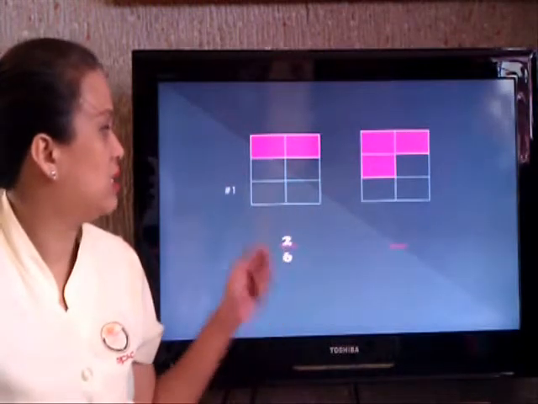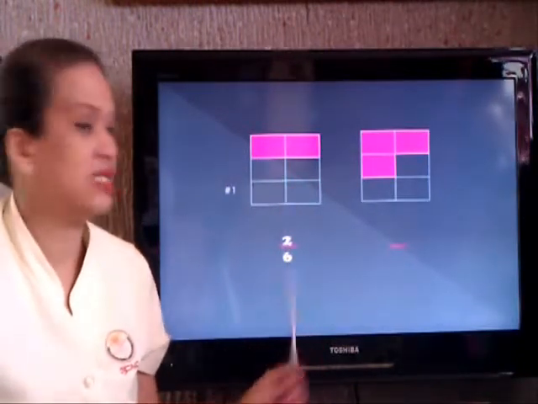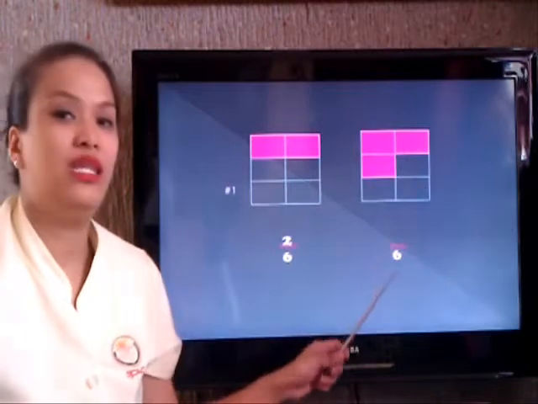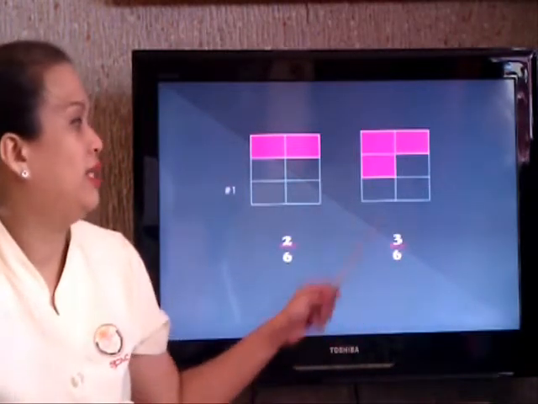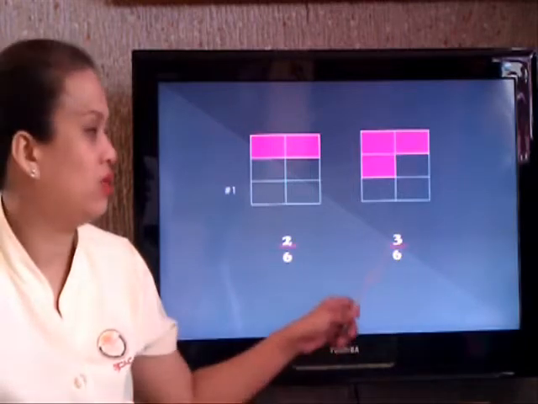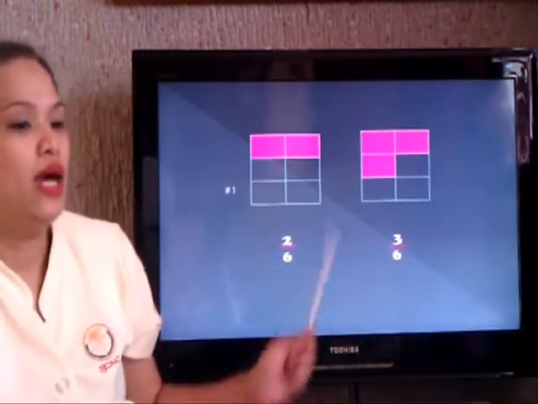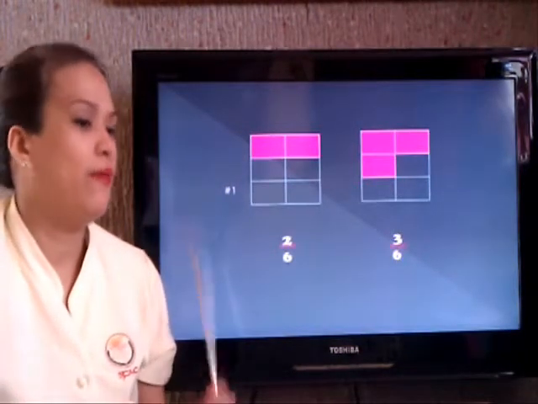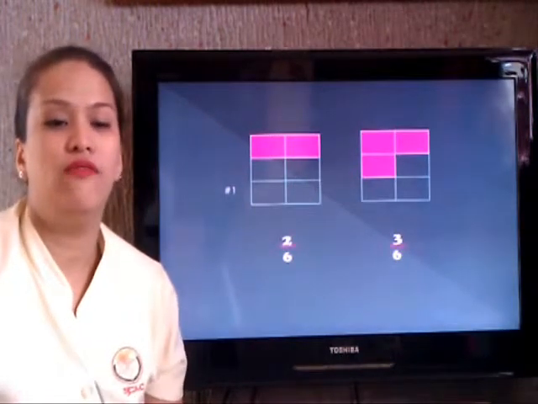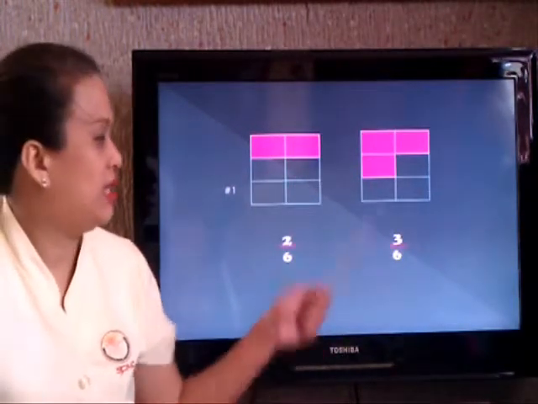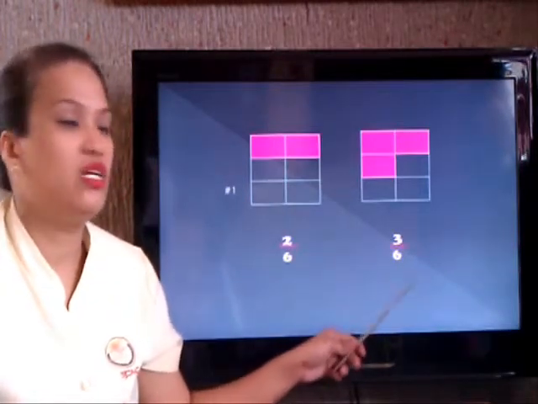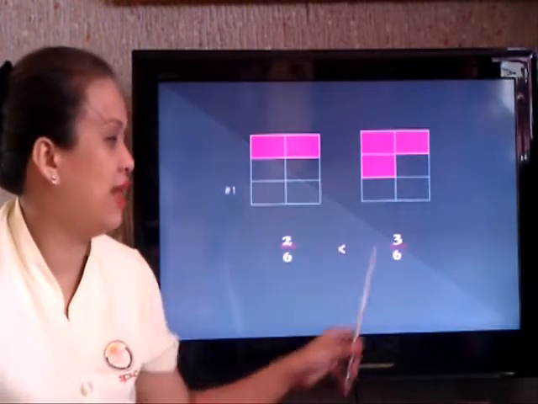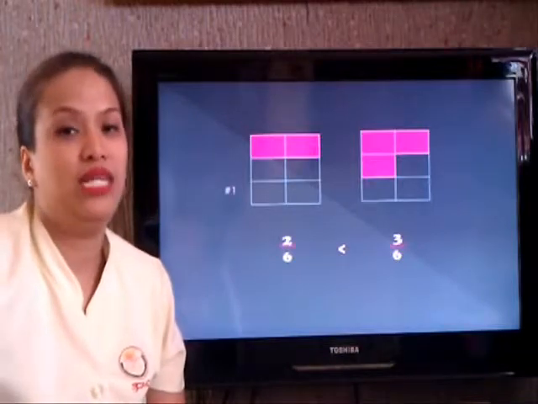We can call this first rectangle 2/6. Now, the second rectangle is divided into 6 equal pieces, so the denominator is 6. And 3 parts of it are shaded, so we call this 3/6. Now, how do we compare the fractions if our denominators are the same? Remember, the larger the numerator, the bigger the fraction. So we can say that 3/6 is greater than 2/6. Or we can say that 2/6 is less than 3/6. That would be the answer.